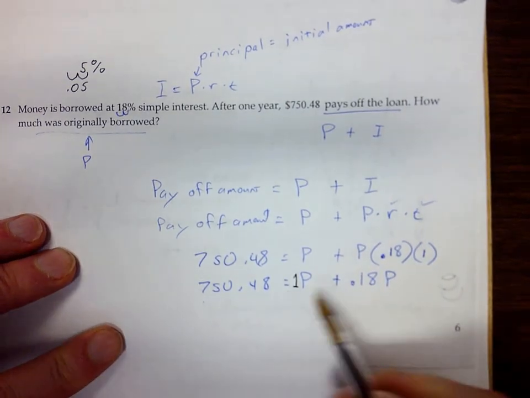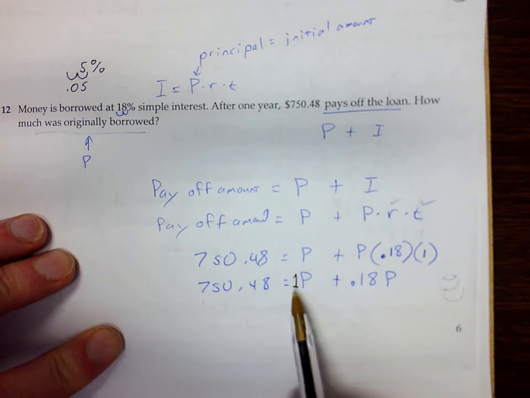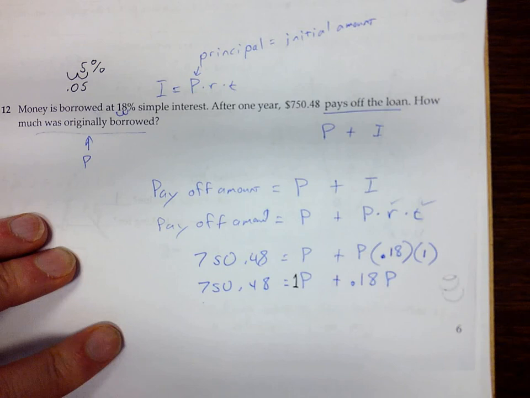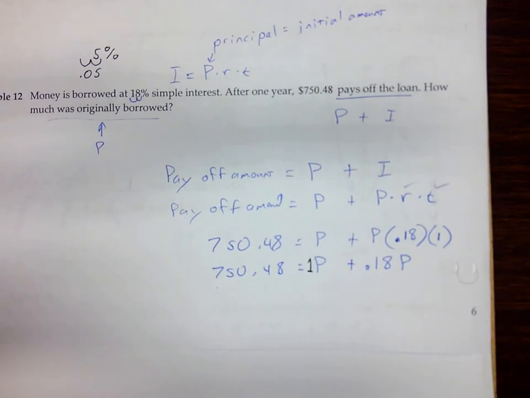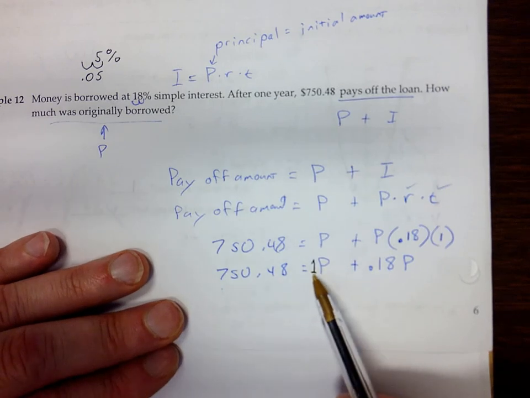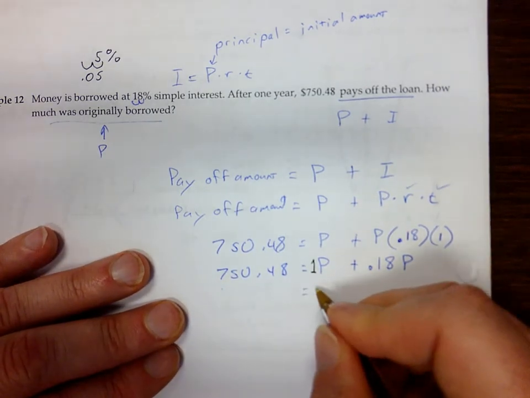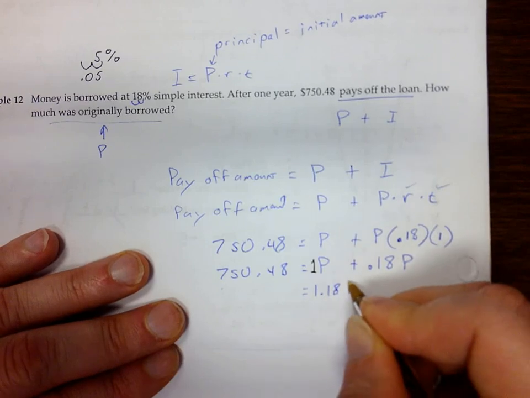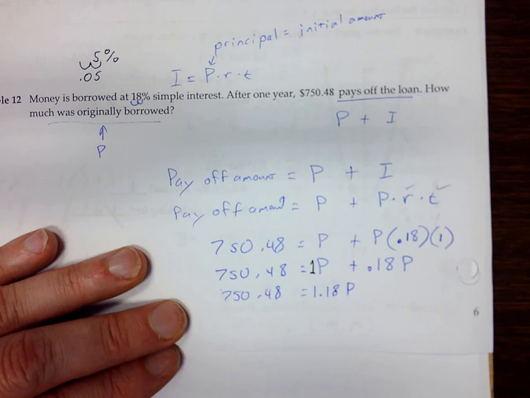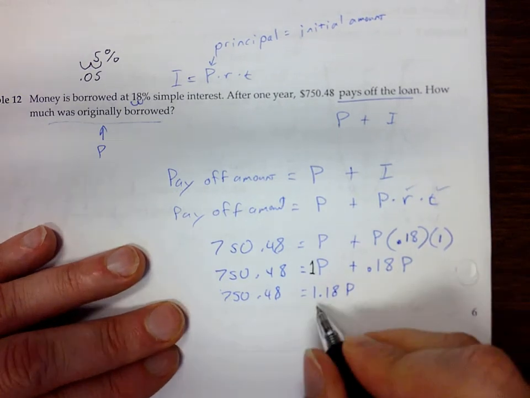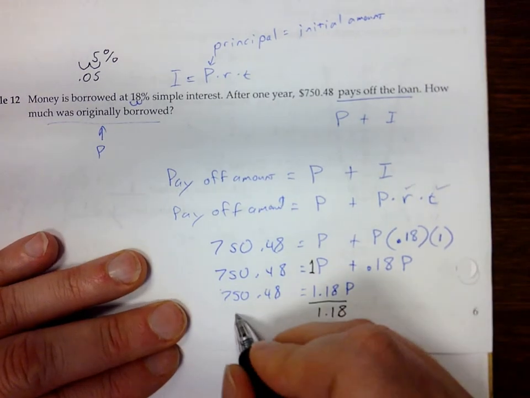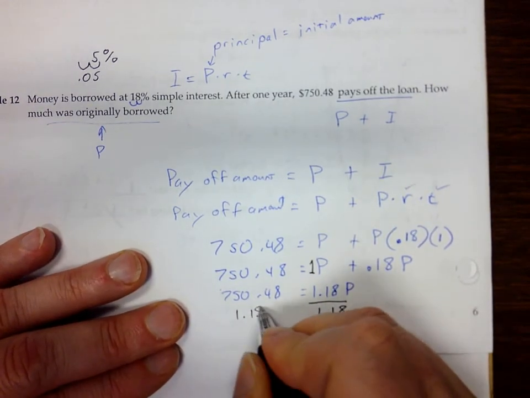And now you've got something you can add to that 0.18. You've got like terms here, right? They both have a p in them. You've done this before with x's. P is just another variable, right? You can work with it just like you work with x, and you can add those coefficients together. So 1 plus 0.18 is 1.18p. Very nice, because now we can divide that to get p by itself, which is always our favorite thing to do with a variable, is get it by itself.